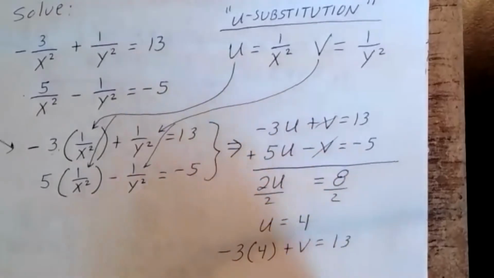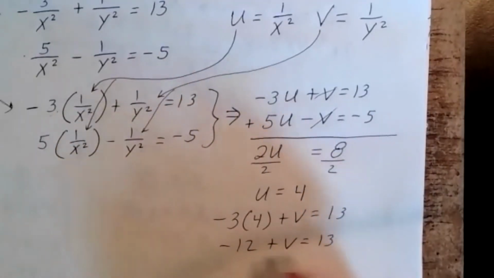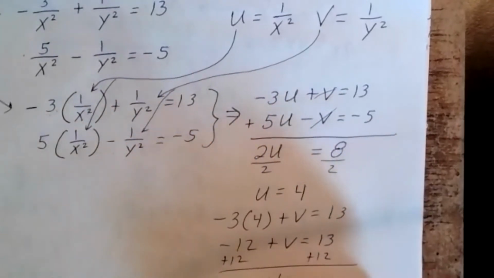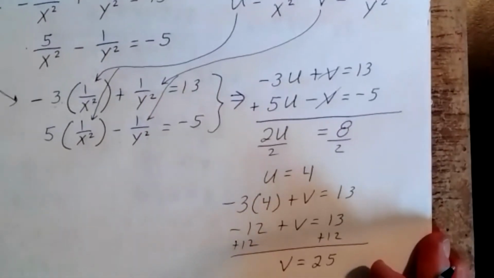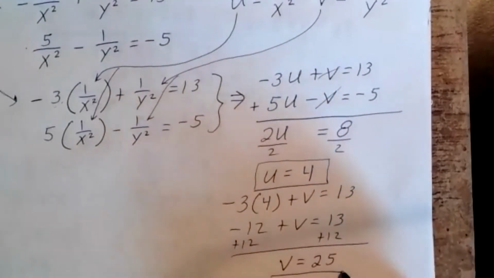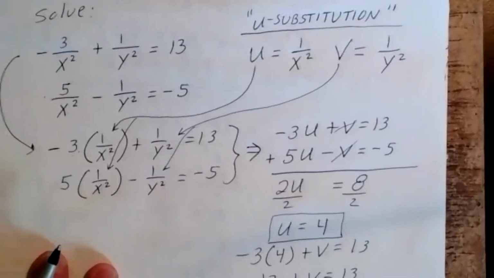And now we can solve for v. So we have negative 12 plus v is equal to 13. Add 12 to both sides. And therefore it appears that v is going to be equal to 25. But we're not done. Remember, we were not being asked to solve for u and v. We were being asked to solve originally for what? For x and y. So what we have to do now is back substitute.